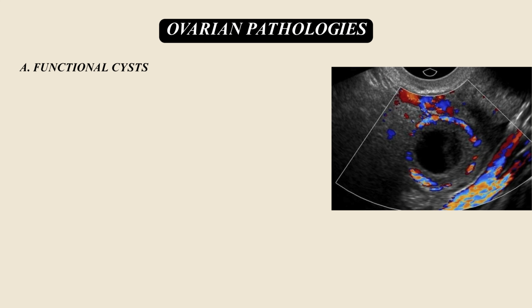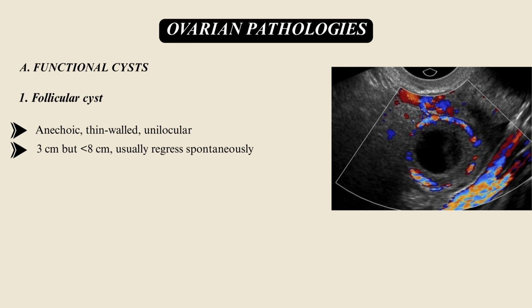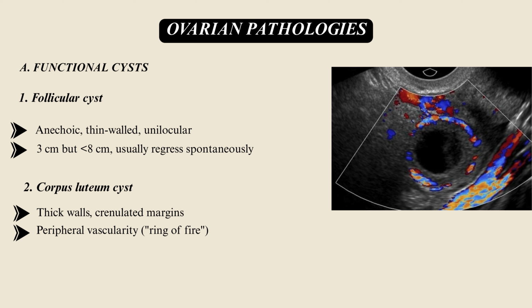Functional cysts. Number 1, follicular cyst. It is anechoic, thin-walled, and unilocular. 3 centimeter but less than 8 centimeter. Usually it regresses spontaneously. Number 2 is corpus luteum cyst, which is thick-walled with crenulated margins. Peripheral vascularity is there, ring of fire on color Doppler scan. It may contain hemorrhage, internal echoes.